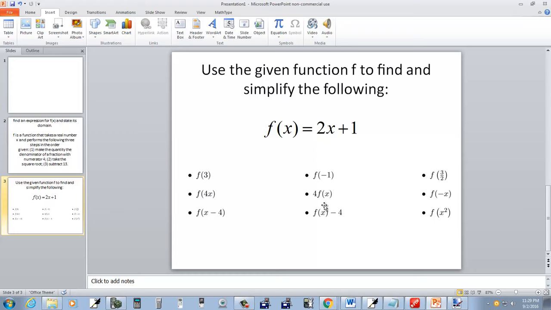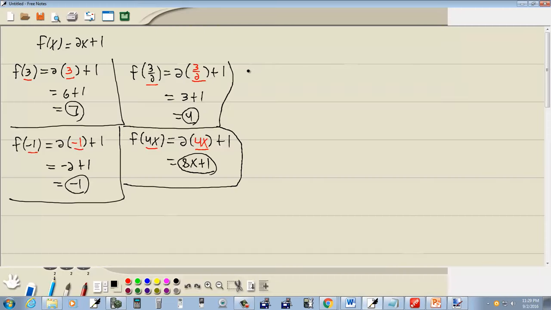Next one is 4 times f of x. This one's a little bit different. We have a 4 out in front, and now what we're going to do is replace this f of x here with what f of x is equal to. Now when we do that, we want to make sure we put parentheses around it, because that 4 that's out in front has to be multiplied times everything that follows it. So now we'll use the distributive property. 4 times 2x gives us 8x, and 4 times 1 gives us 4.